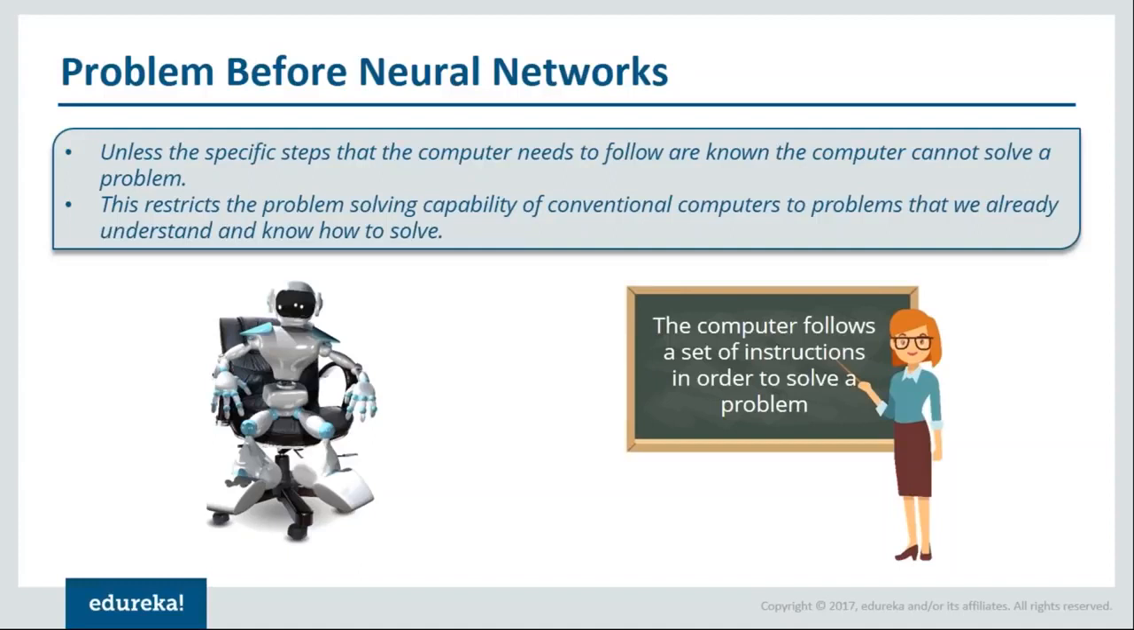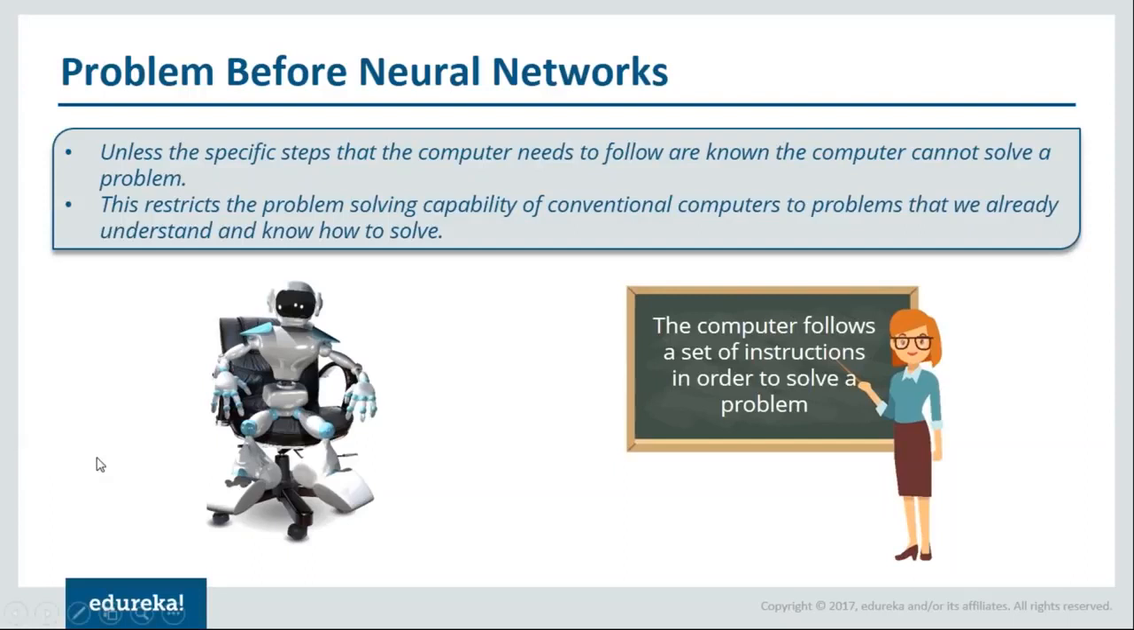So we first should know the answer to that problem, or we should know how to overcome that challenge or problem which is there in front of us. Only then can we provide instructions to the computer. So this restricts the problem solving capability of conventional computers to problems that we already understand and know how to solve. But what about those problems whose answer we have no clue of? That's where our traditional approach was a failure. So that's why neural networks were introduced.